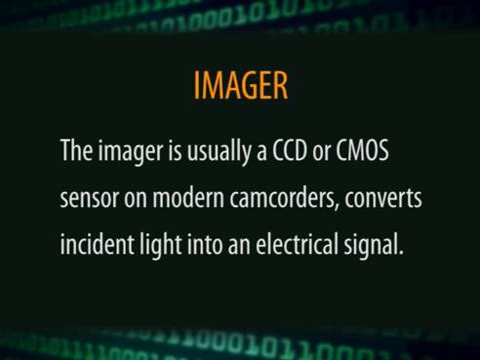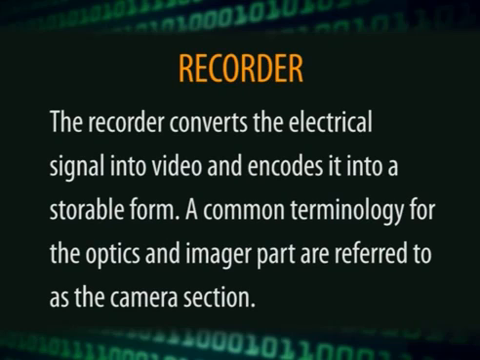The imager, usually a CCD or CMOS sensor on a modern camcorder, converts the incident light into an electrical signal. Finally, the recorder converts the electrical signal into video and encodes it into a storable form. The common terminology for the optics and the imager part is the camera section. Next is the lens. The lens is the first component in the light path.